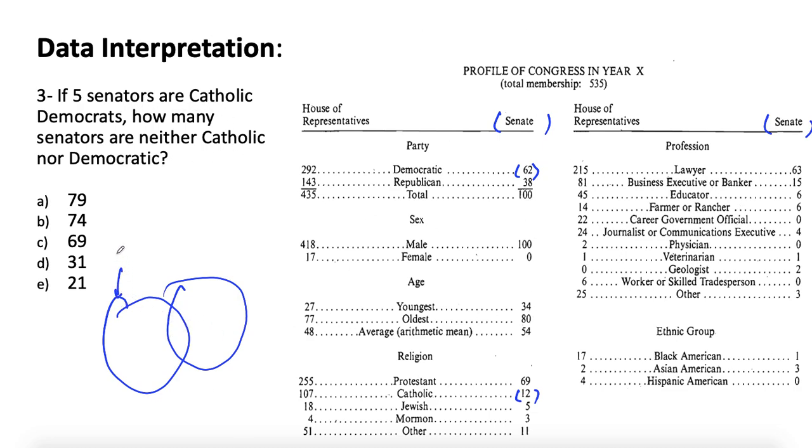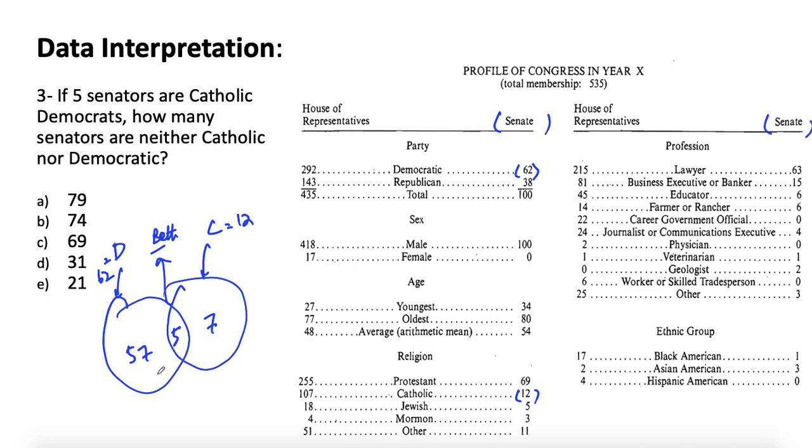So this is for the Democrat, I represent this by D, and this is for the Catholic, I represent by C, and this is for both. And I know both are how much? Both are 5, and total Democrats are 62 and total Catholic are 12. So what will be this? Actually I will discuss this Venn diagram in detail; if you have any doubt, you can move to there. But this is only Catholic, that will be 12 minus 5, which is equal to 7. And this will be only Democrat, 62 minus 5, which is equal to 57.